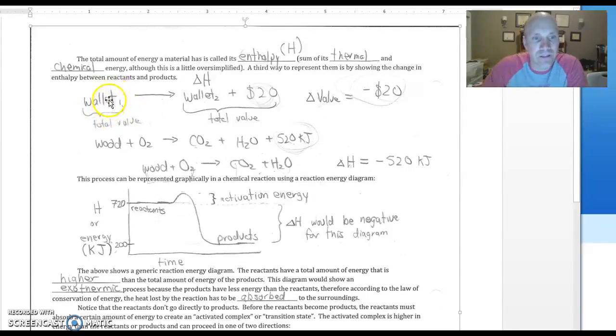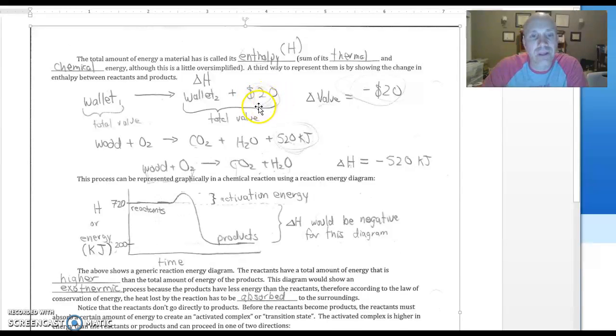Let's say you take your wallet, and in the beginning you have all the cash in the wallet, and then you take $20 out of the wallet, and you have the $20 laying right next to the wallet. So in the beginning, you've got the wallet. In the end, you've got the wallet with $20 laying beside it.